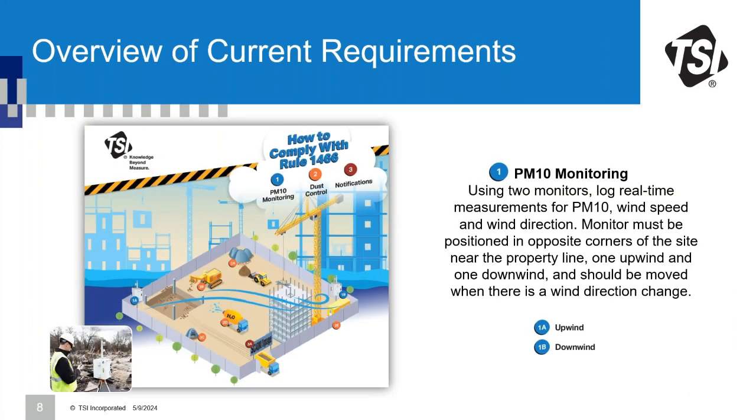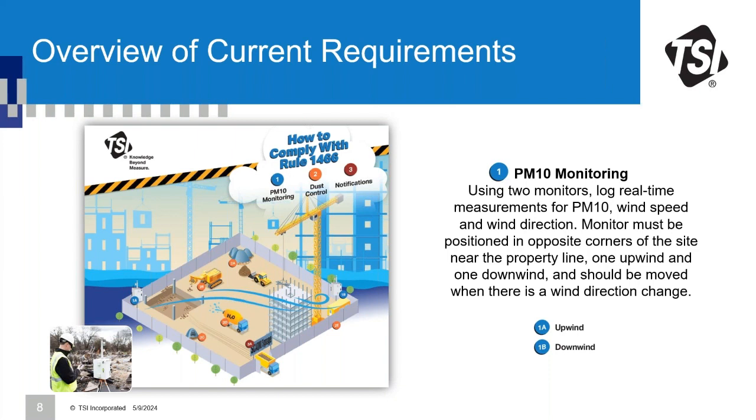Kind of restating what we had there earlier. So the current requirements call for PM10 monitoring, and it's using two monitors on opposite corners of a site. And this is what we have pictured here. You would have one on an upwind and then one on a downwind area of the site to account for the dust leaving the property line.